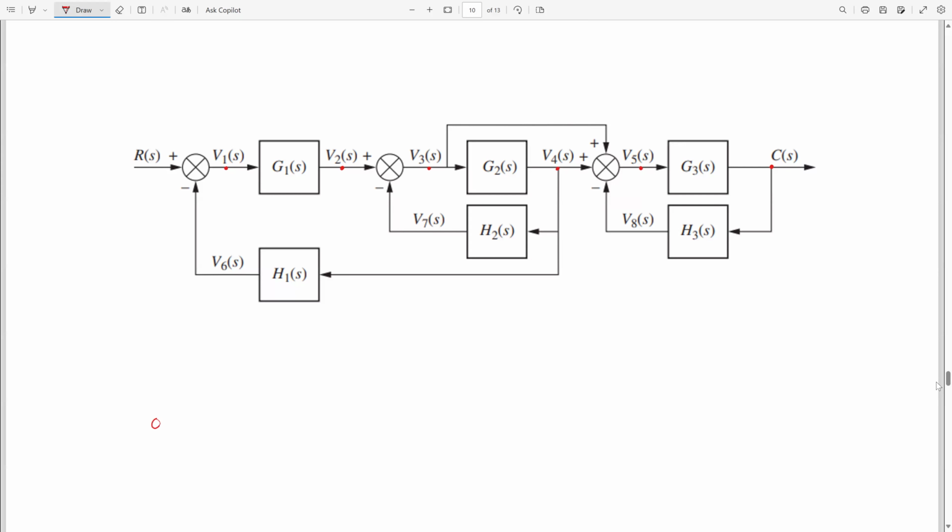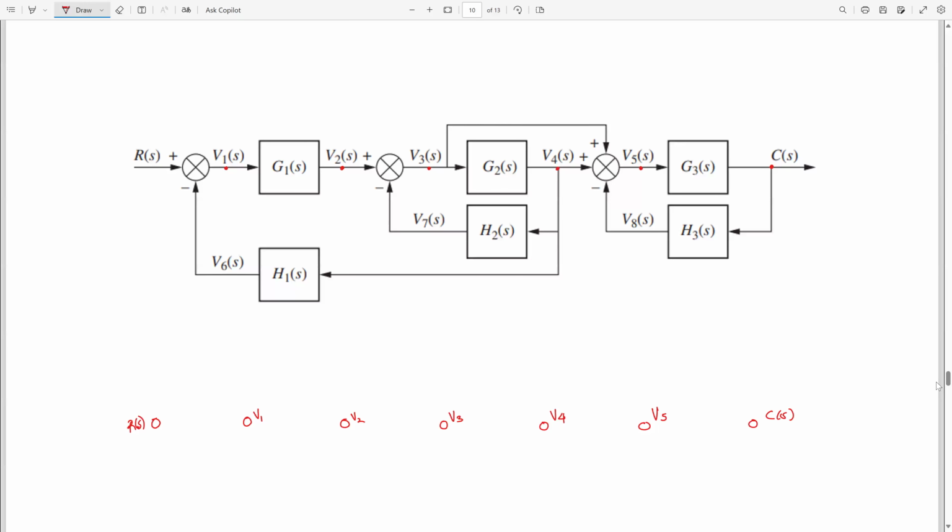So this node is R of S. This node, that's V1. Let's forget about the V of S, and then let's forget about the of S. And then the next node is V2. The next node is V3. The next node is V4. The next node is V5. And the next node is C of S. So the next thing is I just try to connect all these nodes.